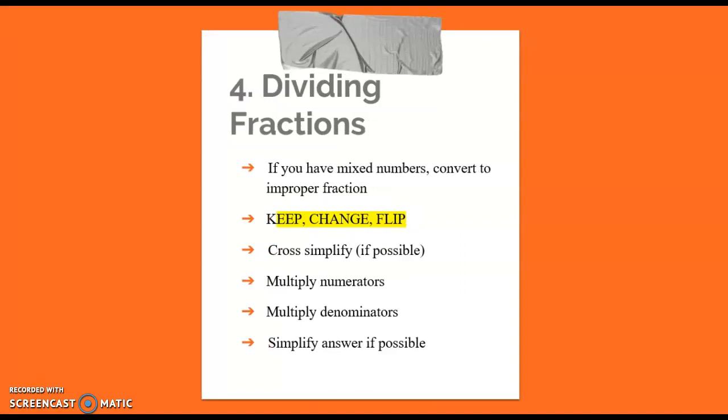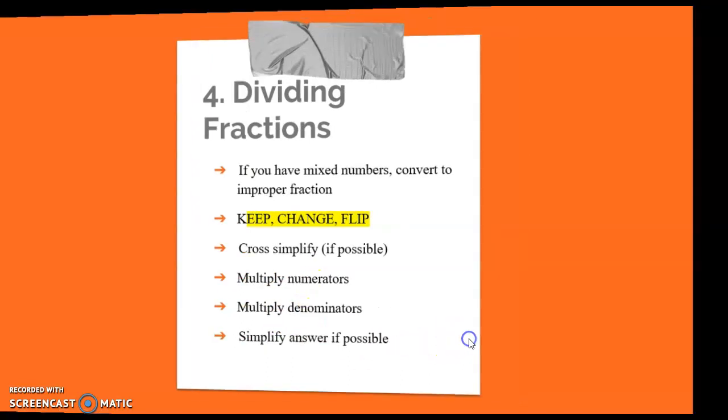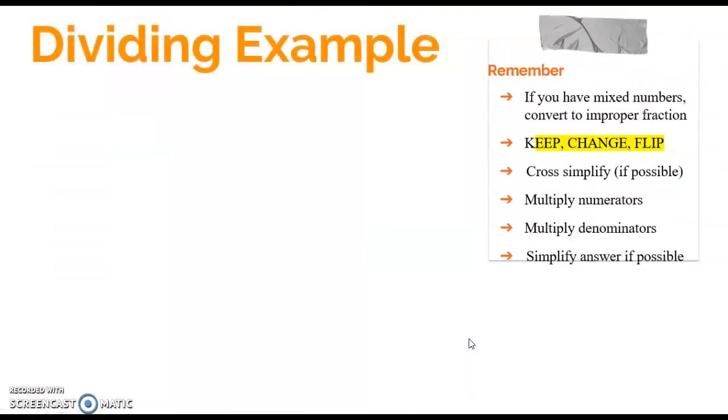All right, last one, dividing fractions. If you have mixed numbers, again, convert them to improper fractions. This is a new step. We're going to change the division problem to a multiplication problem and multiply by the reciprocal. We're going to flip the second fraction and then still simplify before we multiply our numerators, our denominators, and simplify our answer if we can.